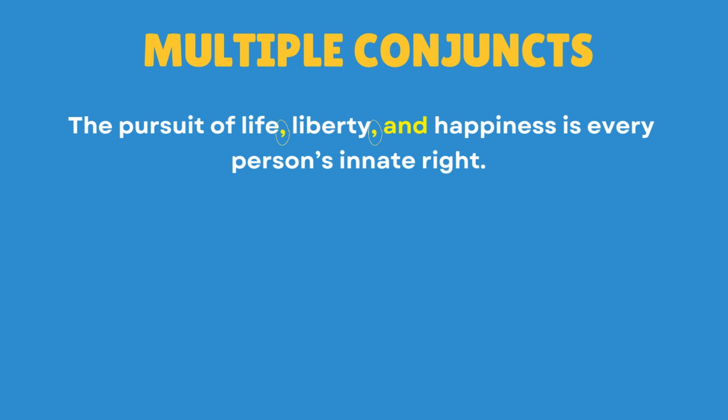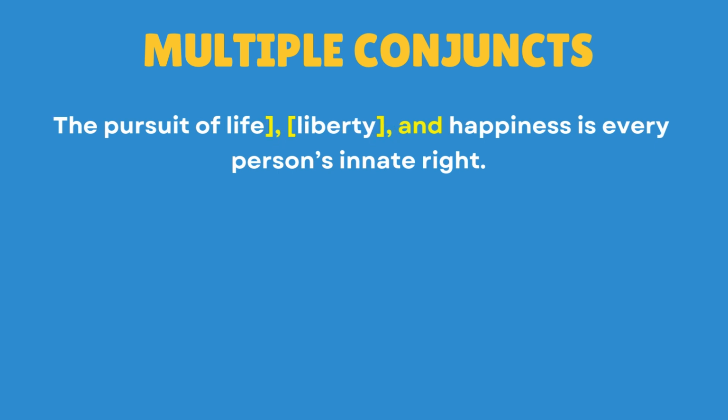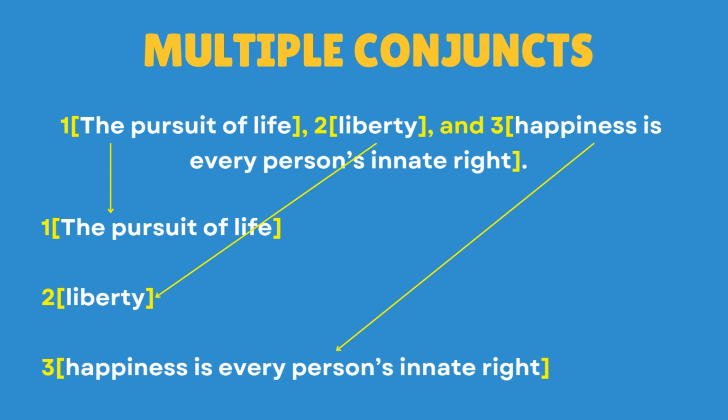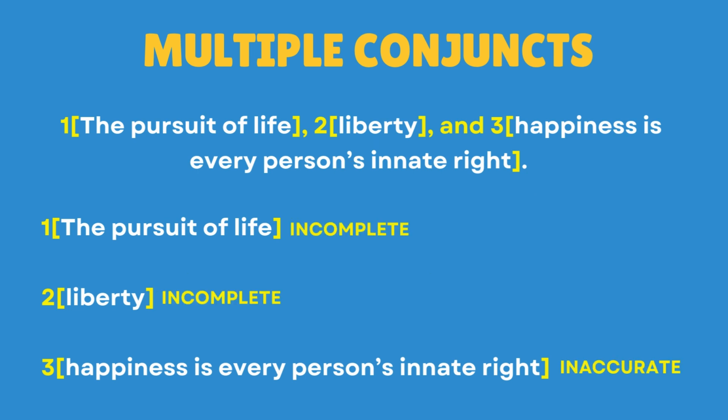Furthermore, some of the commas help to mark the beginning and/or the end of some of the conjuncts. So, we can use some of these commas to help us understand where some of the conjuncts begin and end and split the conjunction accordingly. The result is the incomplete statement, "the pursuit of life," the incomplete statement, "liberty," and the inaccurate statement, "happiness is every person's innate right." So, we now need to rewrite each statement to make sure we have 3 complete statements that accurately reflect the meaning of the larger, complex conjunction that they are a part of.